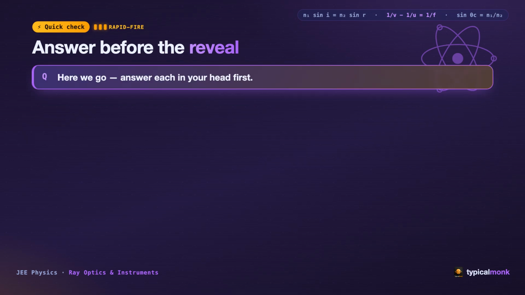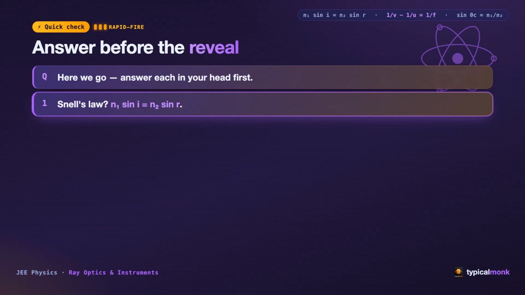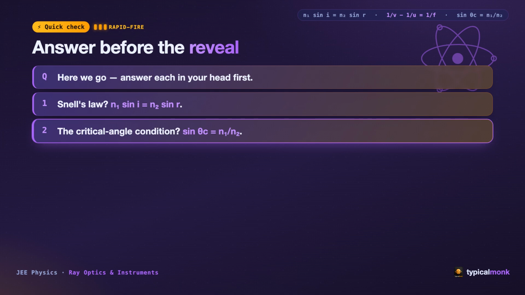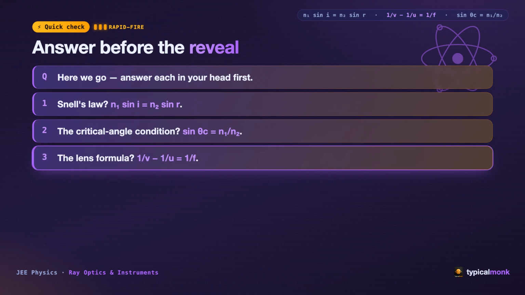Now, test yourself. Answer in your head before the reveal. That is how G speed is built. Here we go. Question 1. Snell's law: n1 sine i equals n2 sine r. Question 2. The critical angle condition: the sine of theta c equals n1 over n2. Question 3. The lens formula: 1 over v minus 1 over u equals 1 over f.